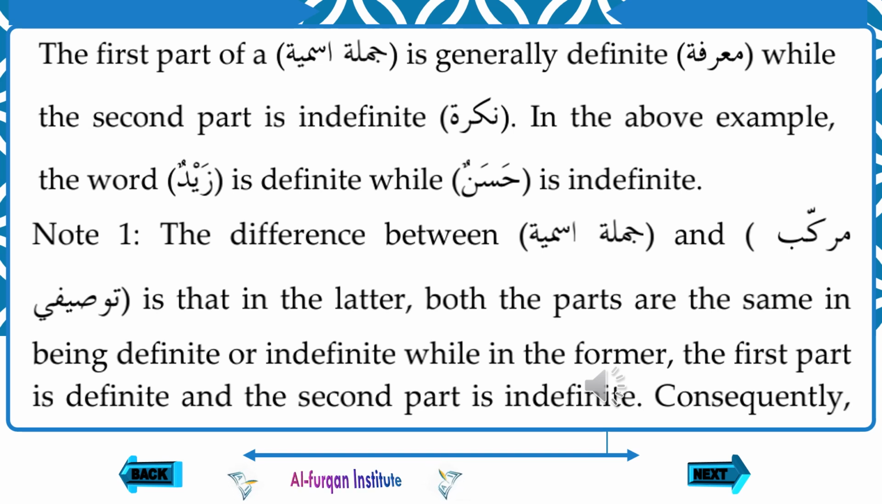So we have further examples here. At-taqsu baridun, the weather is cold. At-taqsu, the weather, is definite, and baridun, cold, is indefinite. Al-kitabu jadidun, the book is new. Al-baytu jamilun, the house is beautiful. Ash-shamsu sati'a, the sun is shining, that is bright.